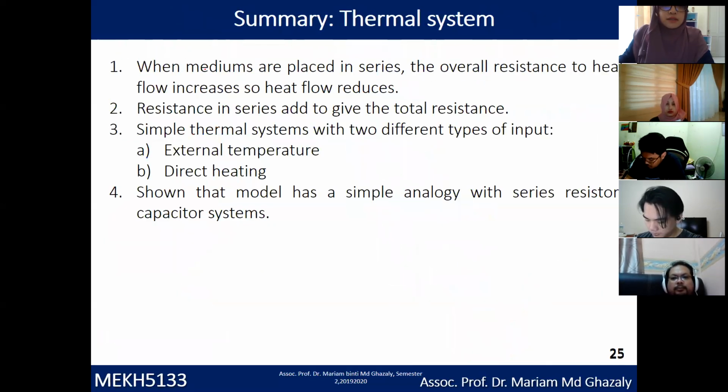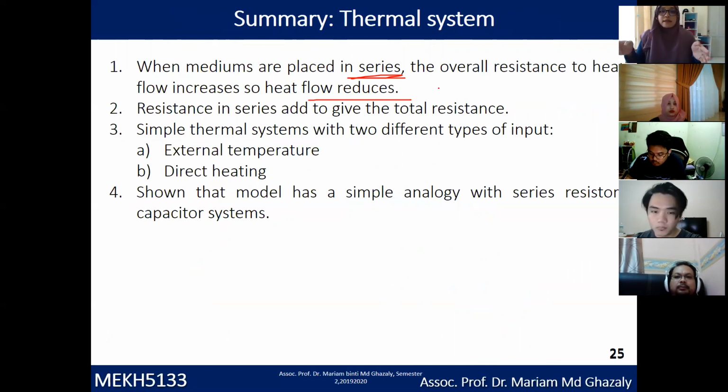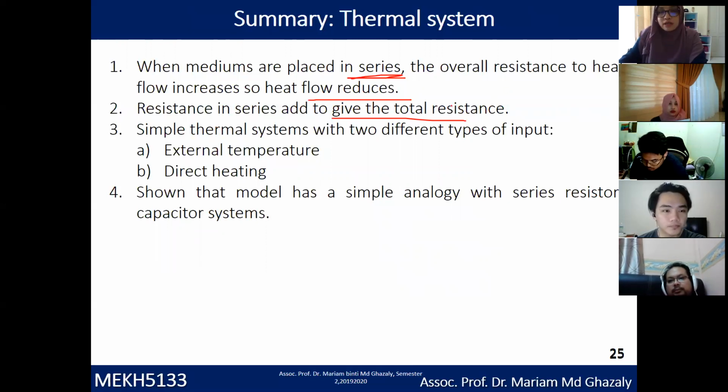As a summary, when media are placed in series, the overall resistance to heat flow increases, so heat flow reduces. It means that when you add several layers of material in series, heat flow will reduce from end to end. Resistances in series add to give the total resistance, so you can add KH1 plus KH2 plus KH3 equivalent to K equivalent.